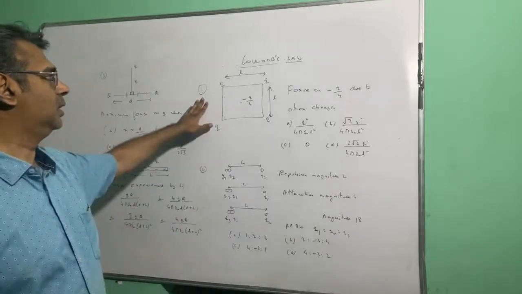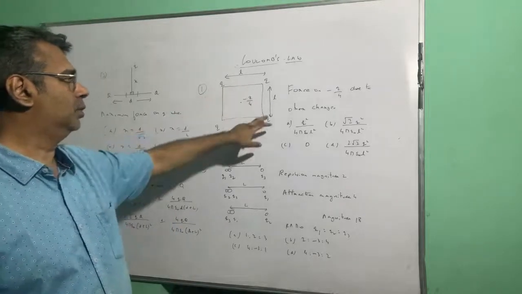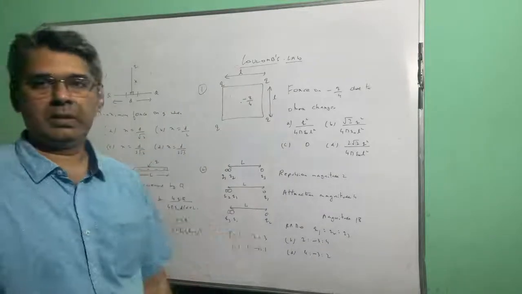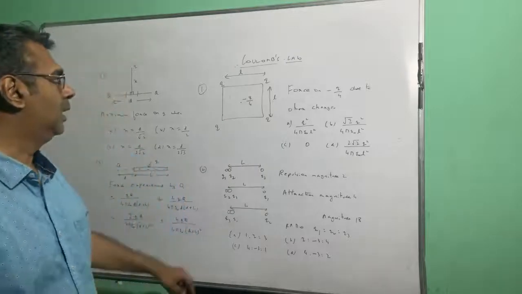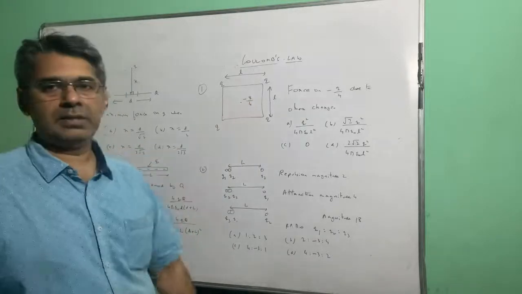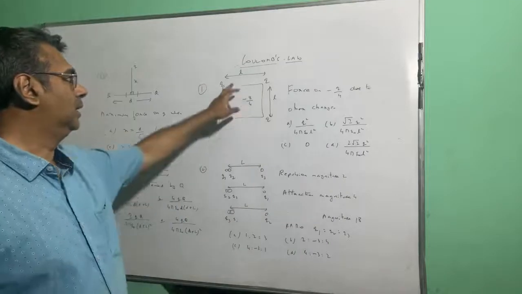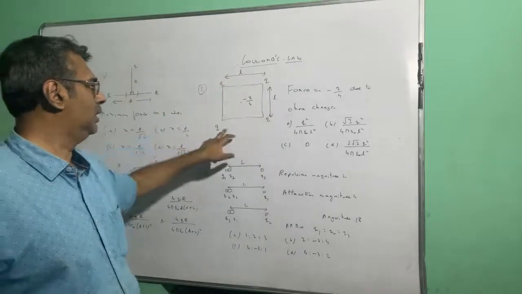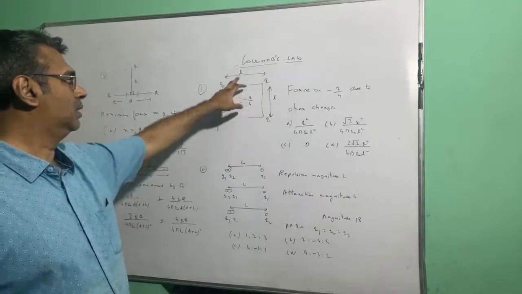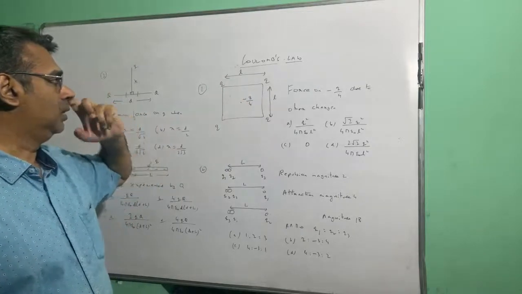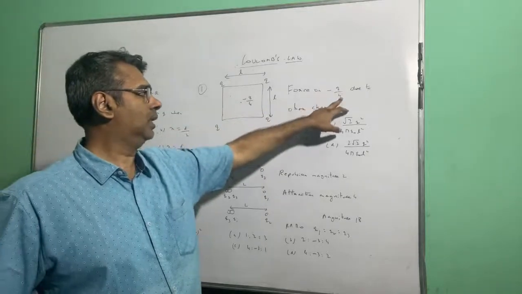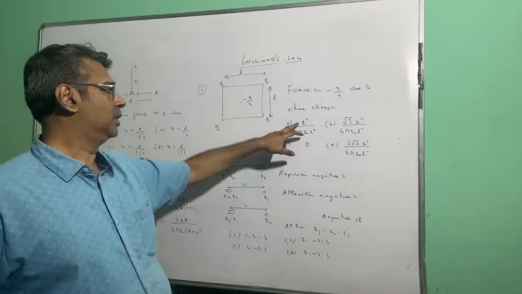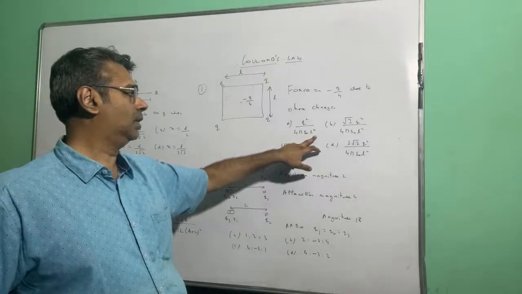So the first question is that there are 4 charges Q, all are like Q, Q, Q, Q, kept at the 4 corners of a square. And at the center of the square there is a charge minus q by 4 and each side of the square is of length L. So the question is, what is the force on minus q by 4 due to all the other charges? So the options are q square by 4 pi epsilon naught L square.